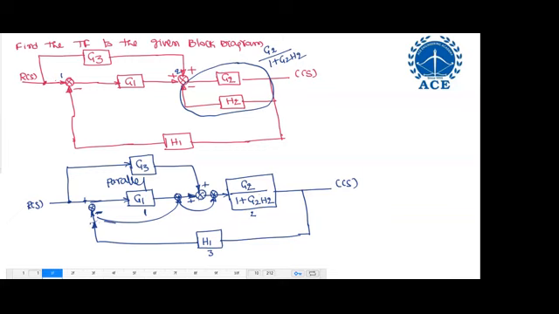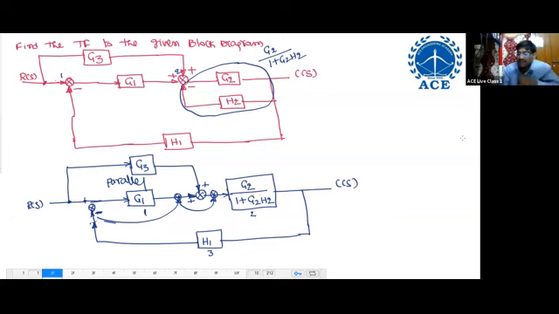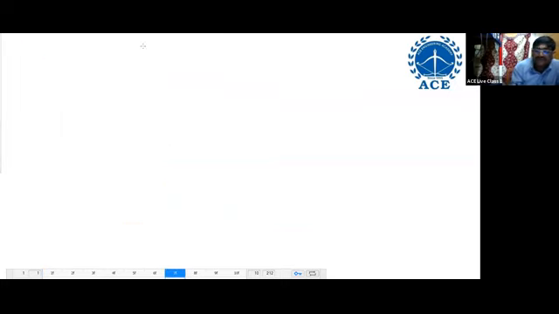Okay. Next, we'll start the signal flow graphs. After that, I'll discuss the doubts. Okay. Next, signal flow graphs.